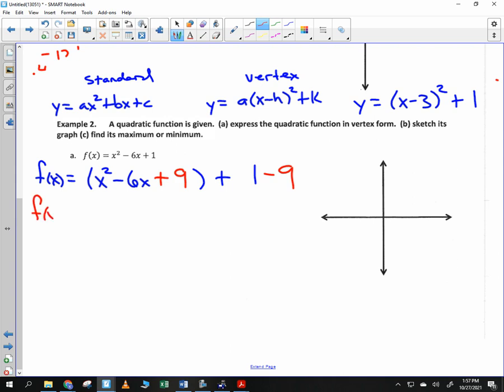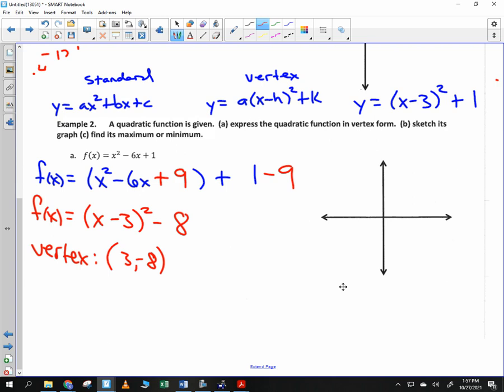We get f of x is equal to (x minus 3) quantity squared minus 8. So somebody tell me, what is the vertex? Positive 3, negative 8. Could you then sketch the graph?